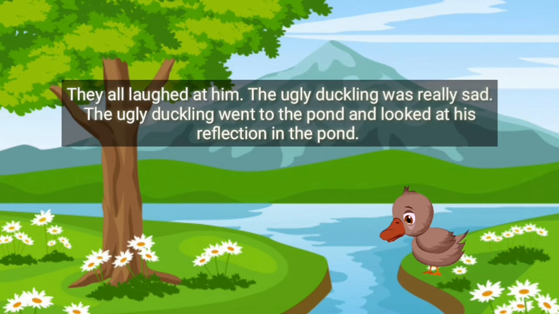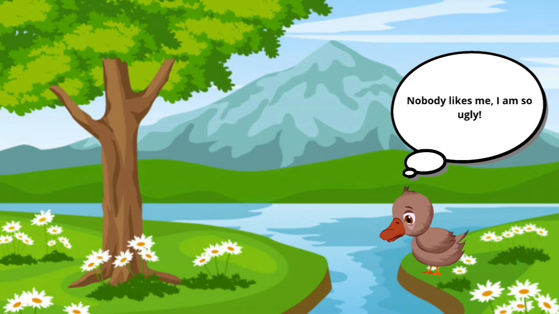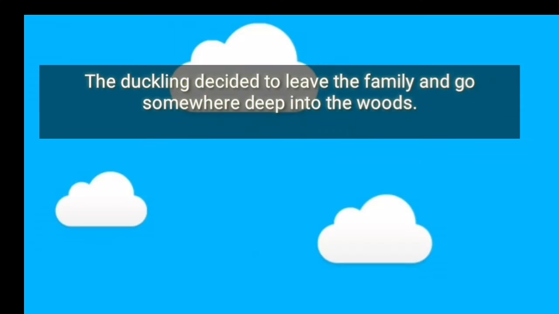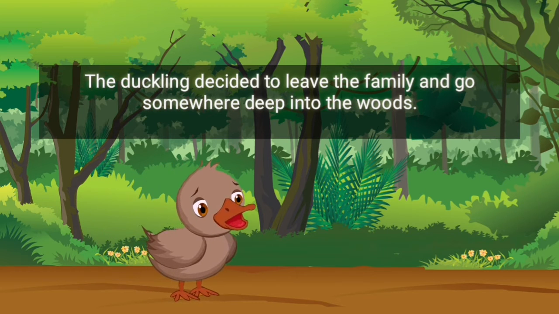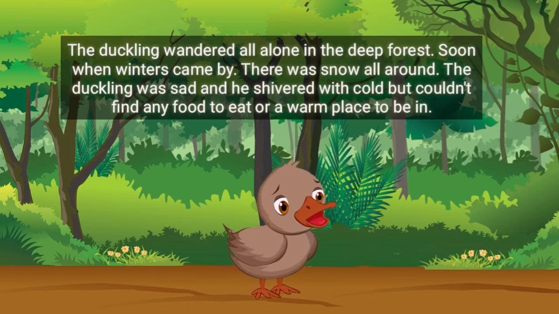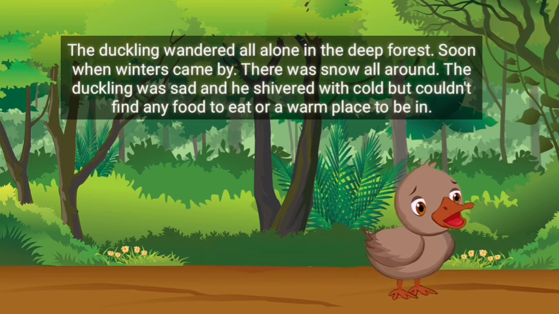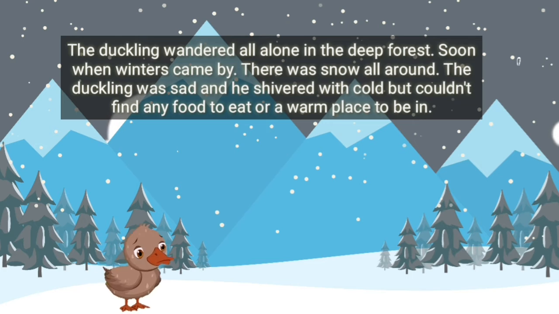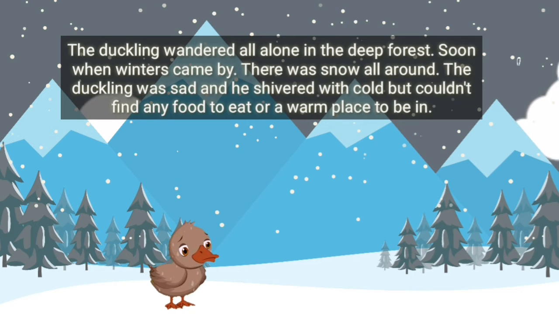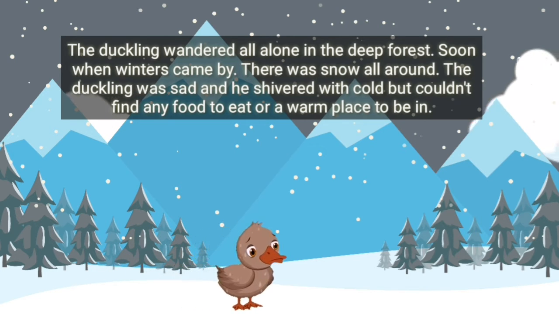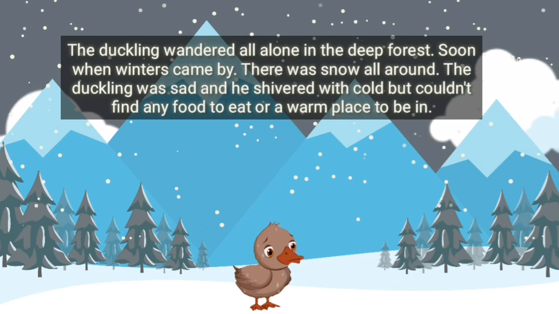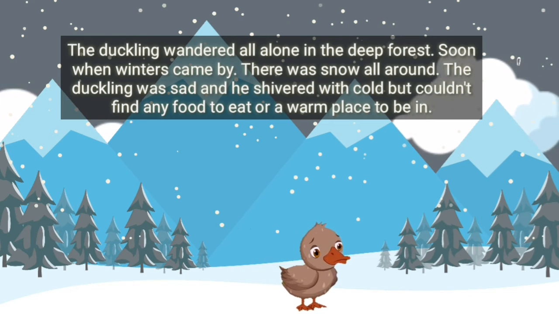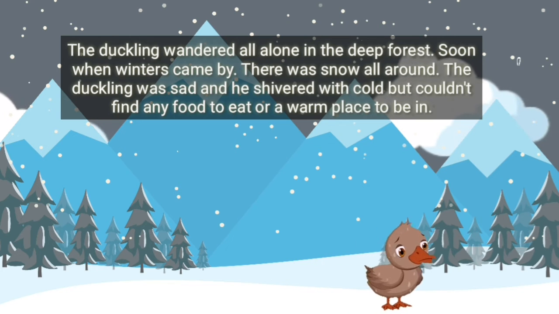The ugly duckling went to the pond and looked at his reflection in the pond. Nobody likes me. I'm so ugly. The duckling decided to leave the family and go somewhere deep into the woods. The duckling wandered all alone in the deep forest. Soon, when winter came by, there was snow all around. The duckling was sad and he shivered with cold but couldn't find any food to eat or a warm place to be in.